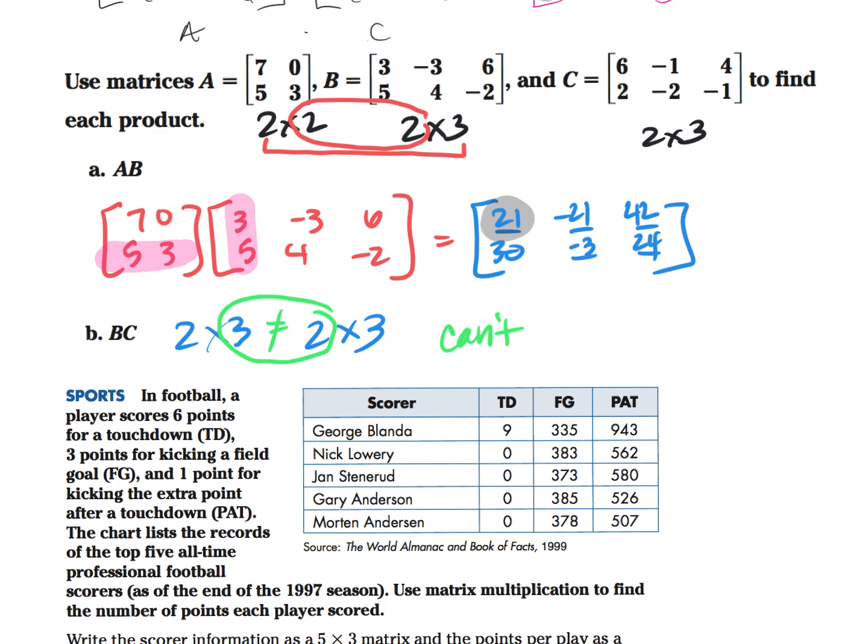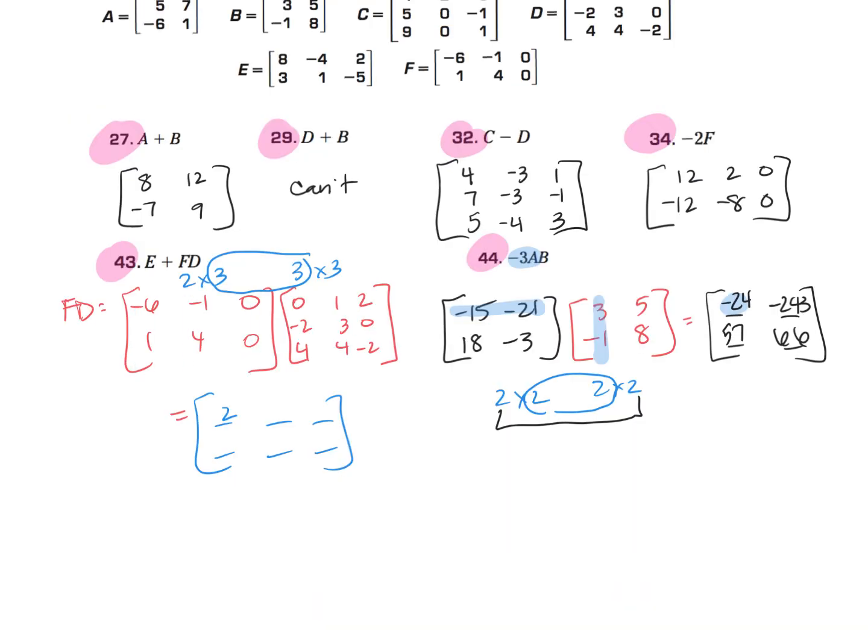Can't do it. We've got to take top row, left column. So I'd say 0 plus 2 plus 0.